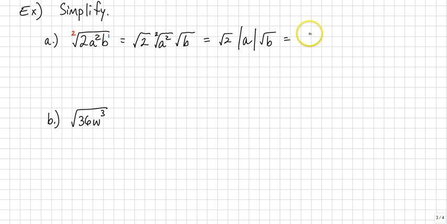So what we're going to do is a little bit of rearranging. This would be the absolute value of a times the square root of 2 times the square root of b. Well, there's nothing else really to simplify. So what we would do is multiply those 2 square roots back together and just get 2b under 1 square root sign. Just looks better to have 1 square root sign than 2 separate ones.